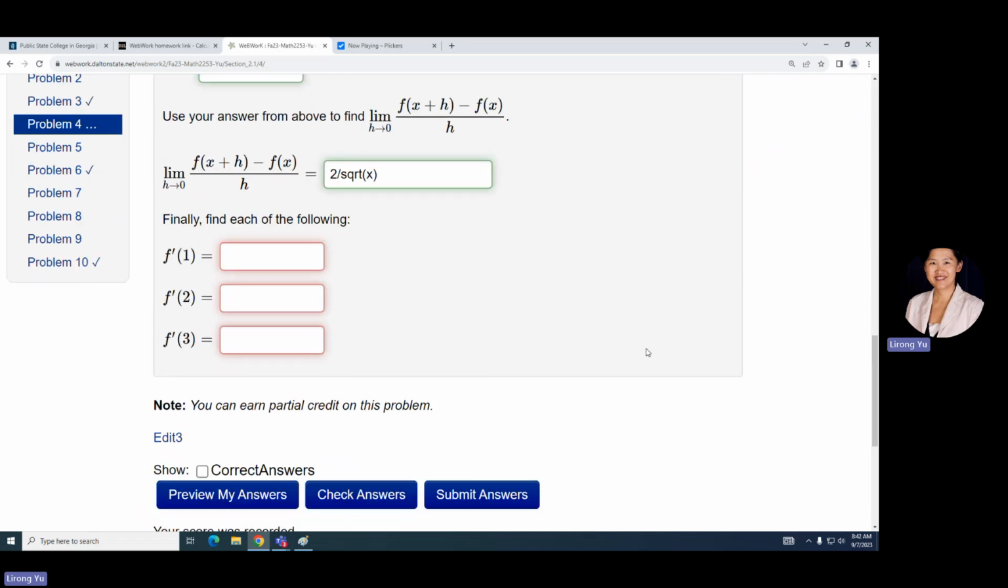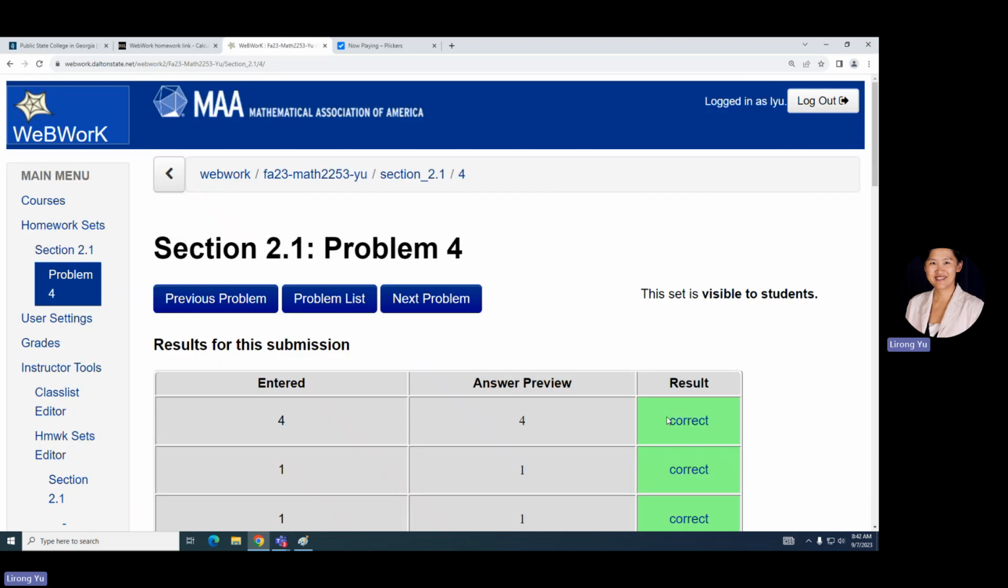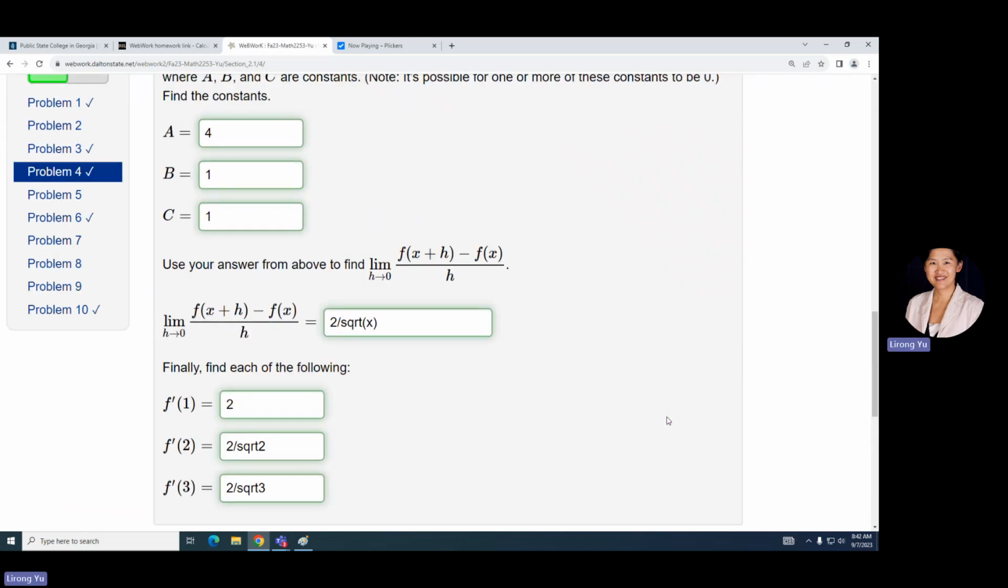And then we can now calculate the derivative at 1. You plug in 1 here. So 2 over square root of 1 now will just be 2 over 1. And this is 2 over square root of 2. And then this is going to be 2 over square root of 3. So you plug in the x value to get the derivative. That finished the entire question. Once we finish the limit calculation, we got our derivative function. We just pretty much plug in numbers. Okay.